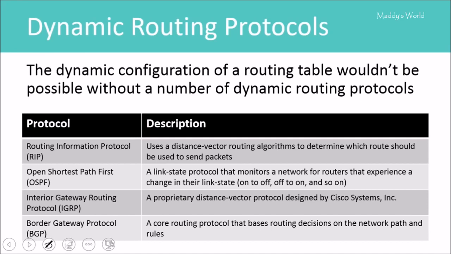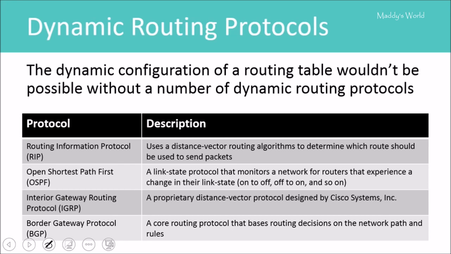You've got RIP, Routing Information Protocol, and OSPF, which is Open Shortest Path First. It's a protocol that monitors a network for routers, and it'll adjust the routing table based on when the link state of a router goes from on to off to on, and so on like that, right? So it always is aware of which devices are on in a network.